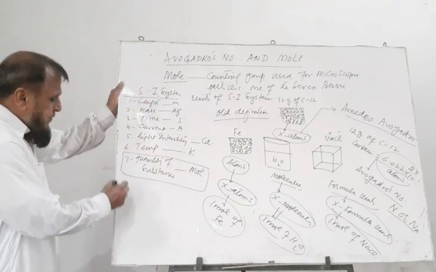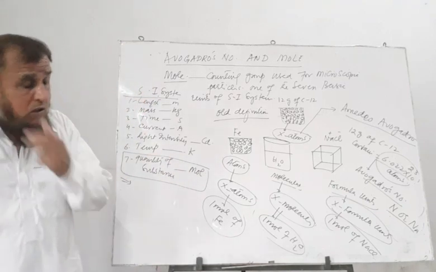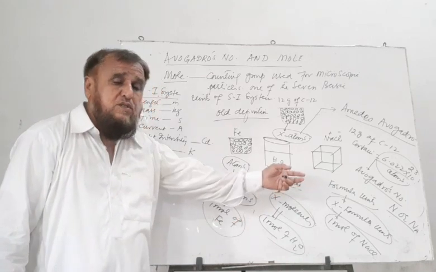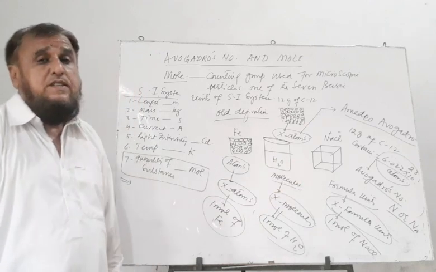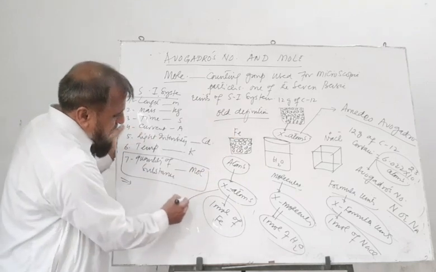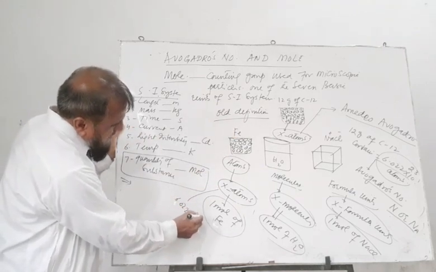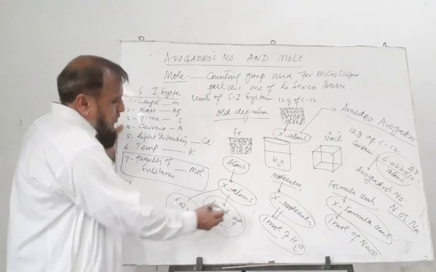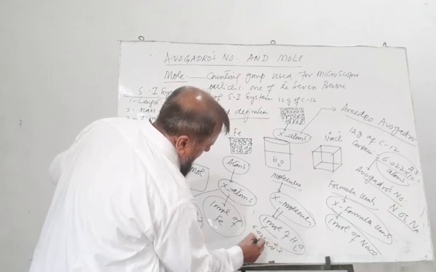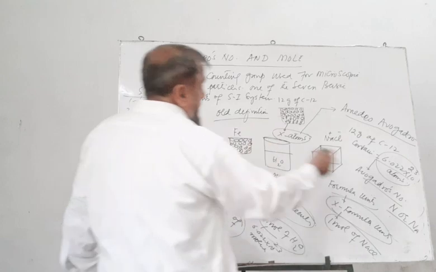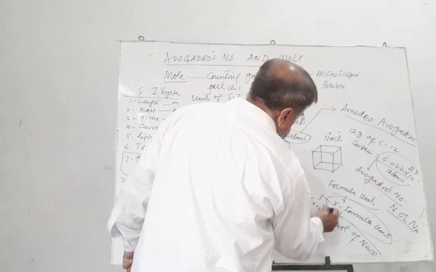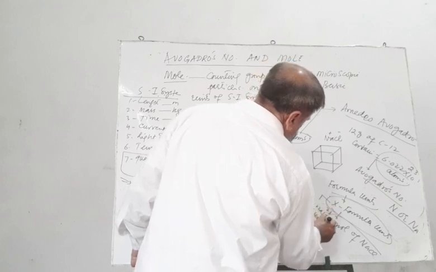Therefore, what is mole now? Mole is the quantity of any substance which contains 6.022 into 10 to the power 23 elementary particles. So 1 mole of iron will contain 6.022 into 10 to the power 23 atoms of iron. 1 mole of water will contain 6.022 into 10 to the power 23 molecules of water, and 1 mole of sodium chloride will contain 6.022 into 10 to the power 23 formula units.